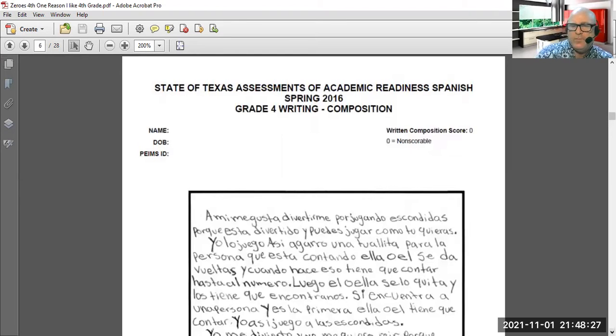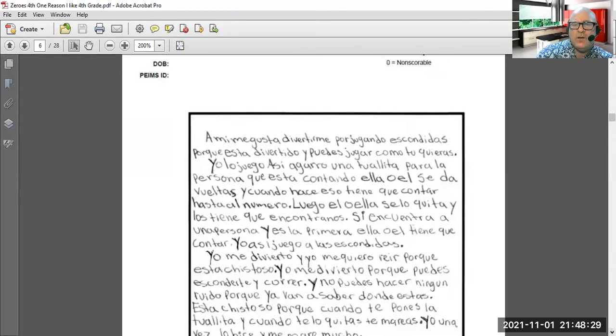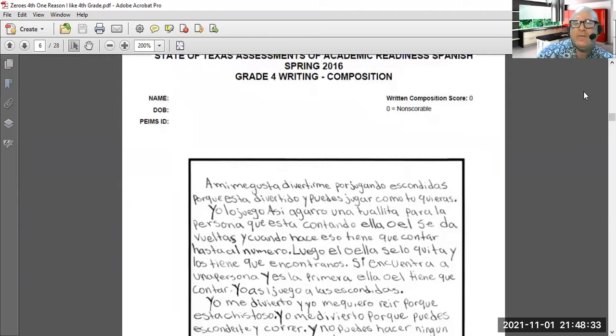And so this one here, you can see it's all in Spanish. So probably what happened, if the question was an English question and you answered in Spanish, I see the word yes there. That's not enough English words to at least get a 1. And so this probably got a 0 for being in the wrong language.